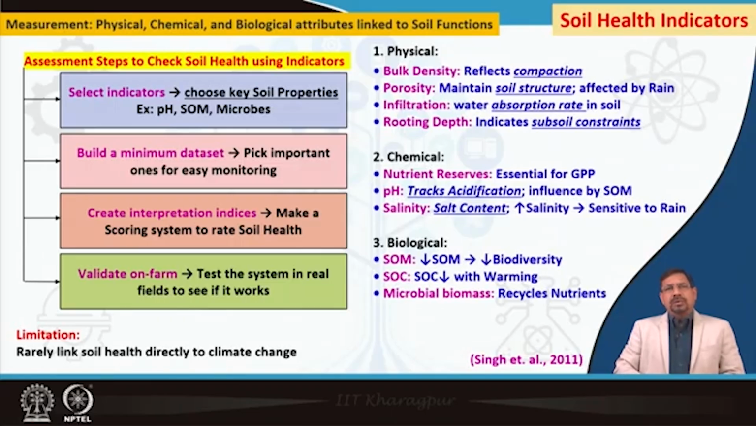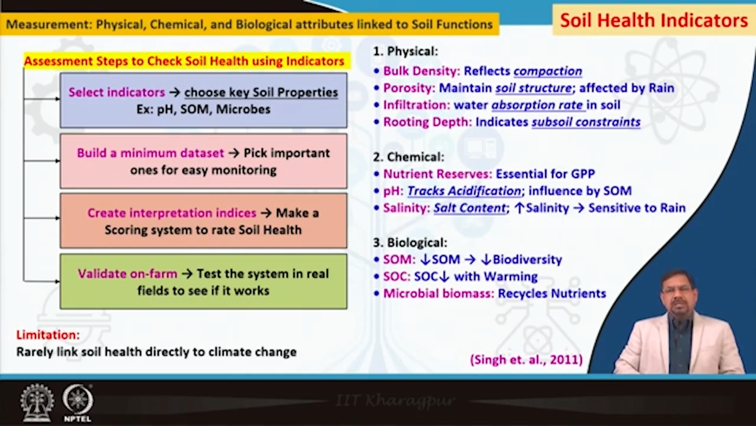Now let us move on to the broad properties which we can select for building a minimum data set. One is compaction. Bulk density reflects the compaction. We can pick porosity because that maintains the soil structure and is also affected by rain, and can be easily monitored. Then we can also pick infiltration, which talks about the water absorption rate in soil, as well as the rooting depth, which indicates the subsoil constraints.